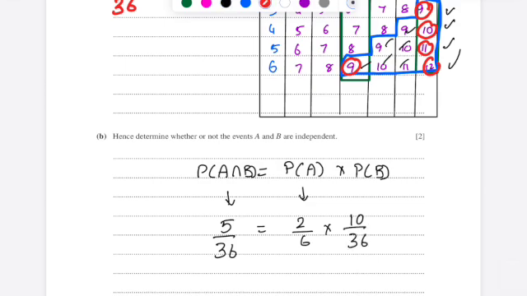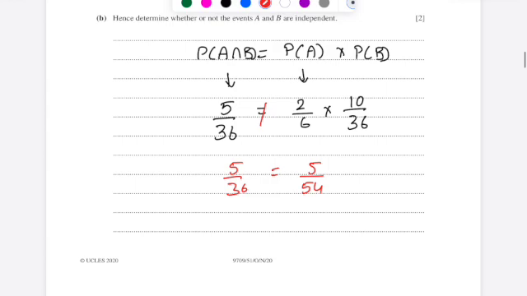Are they equal? They are not equal. Because this is 5 upon 36, whereas this is 5 upon 54. So they are not equal, so not independent. If they are equal, they are independent. If they are not equal, it is not independent.